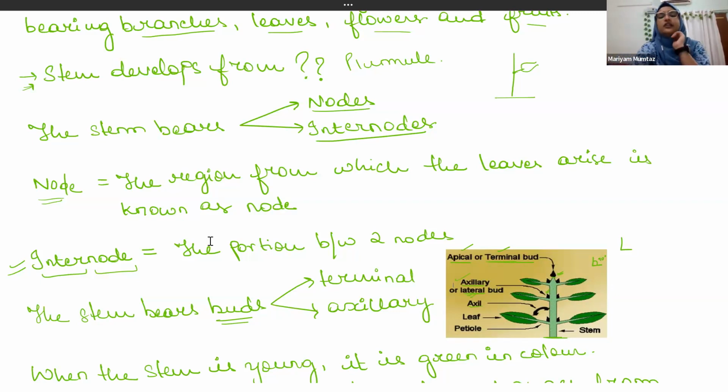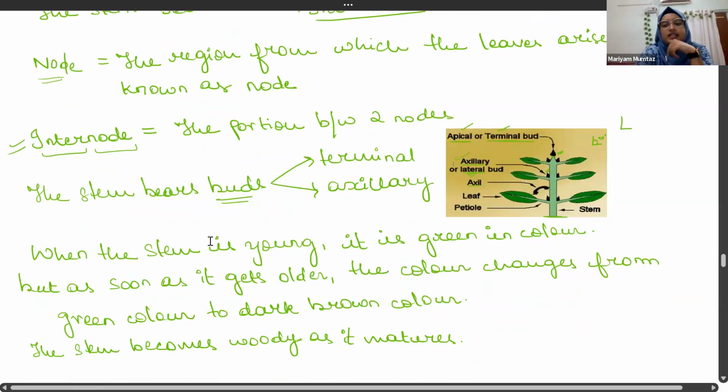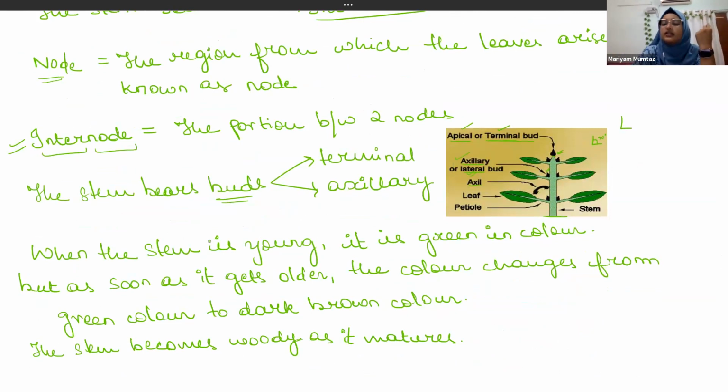So the color of the stem is green when the stem is young. But as soon as the stem matures, the color changes and the texture changes.